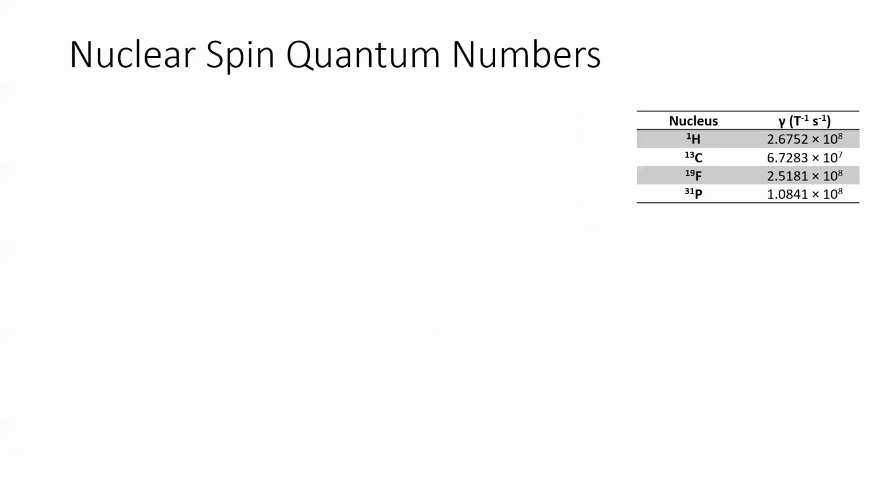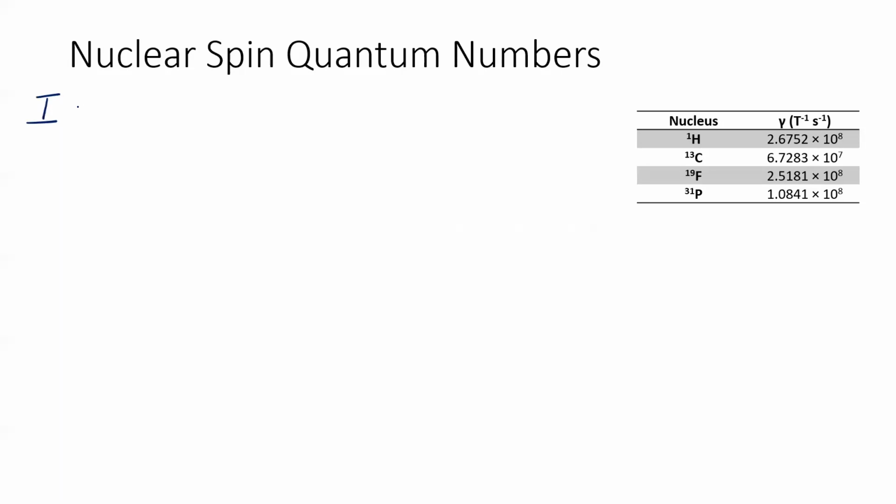So EPR is sort of the electron version of NMR that looks at electron spins, while NMR looks at nuclear spins. Now, nuclear spins, there are lots of options. The spin for a nucleus is given the symbol I. And depending on what you have in your nucleus, I has different rules.